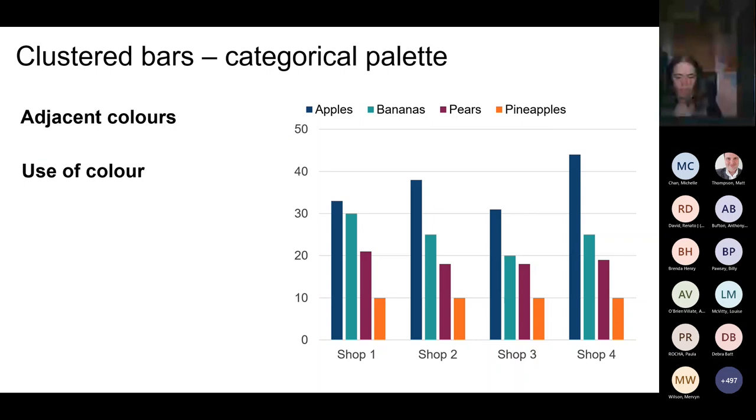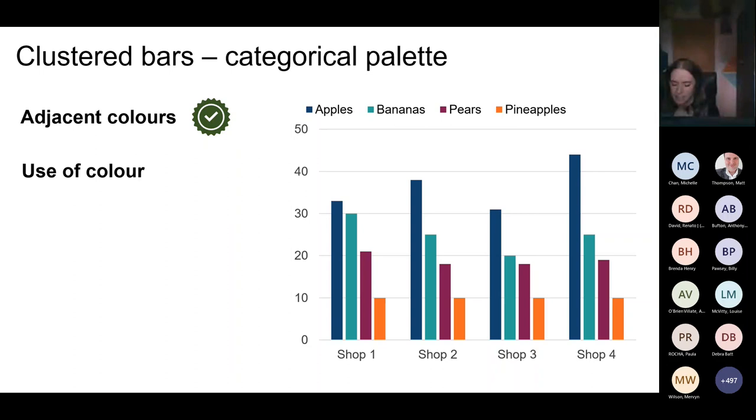Okay, so now we're going to look at using the colour palette. This is a clustered bar chart using the categorical palette we just looked at. Thinking about the success criterion on adjacent colours, this colour palette has been made so that when used in order, all the adjacent colours have enough contrast with each other. We also leave these little gaps in between, unless we have continuous data, but generally we don't, and that helps the colour contrast as well. All the adjacent colours have enough contrast with the white background. So we get a tick for adjacent colours. We know what we're doing. That's good. But use of colour.